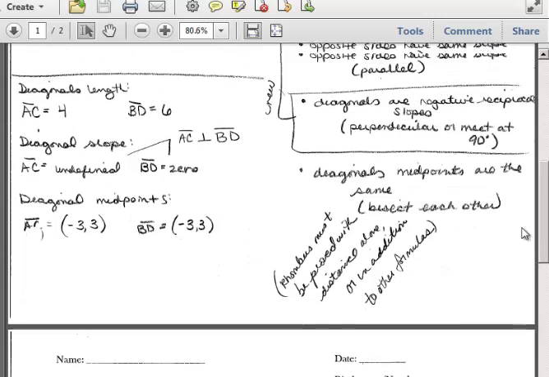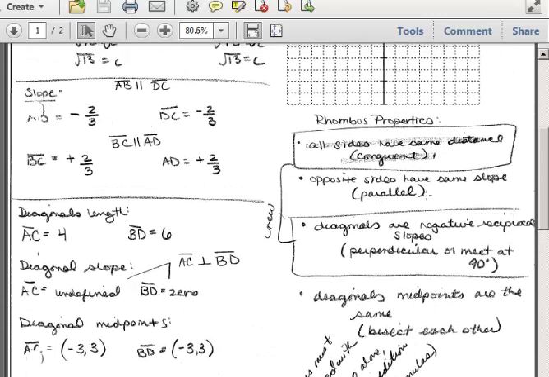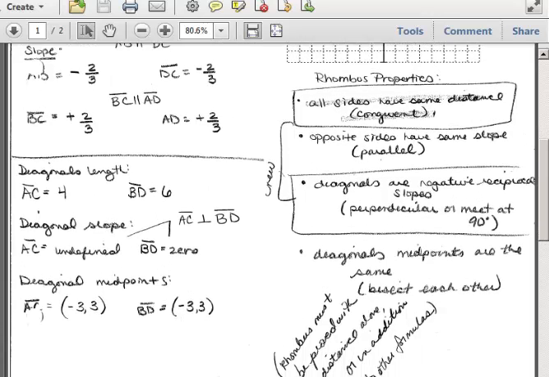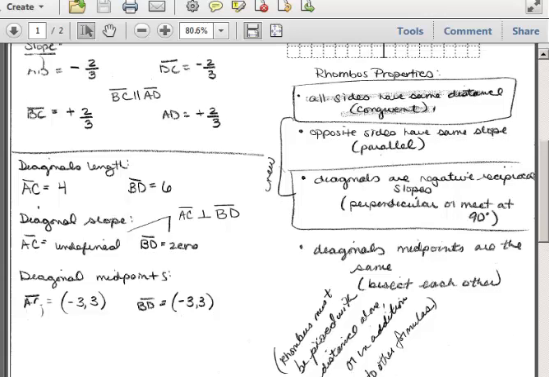When we look up here, we've got all sides have the same distance, they're congruent, and the diagonals are negative reciprocal slopes. So the diagonals are perpendicular, and that is special of all rhombus, and it will pass on to the square as well, that these diagonals hit at 90-degree angles. So I put a little note down here. Rhombus must be proved with distance alone or in addition to other formulas.